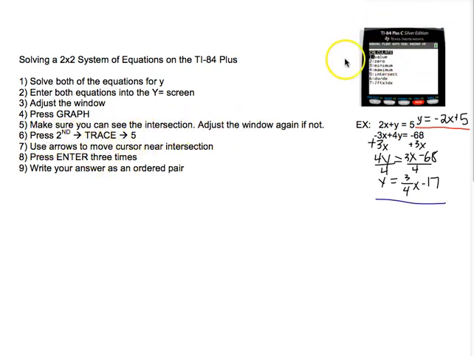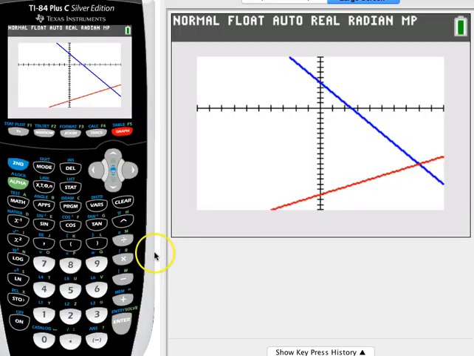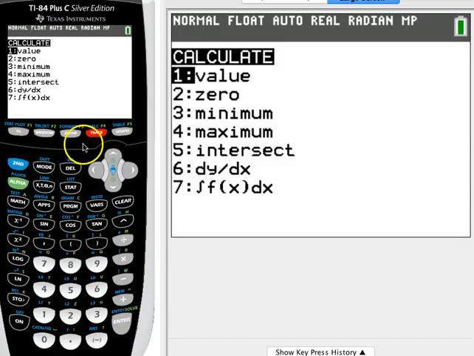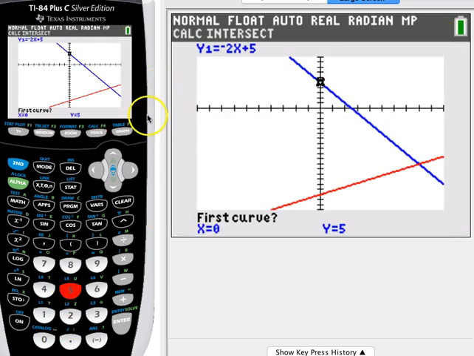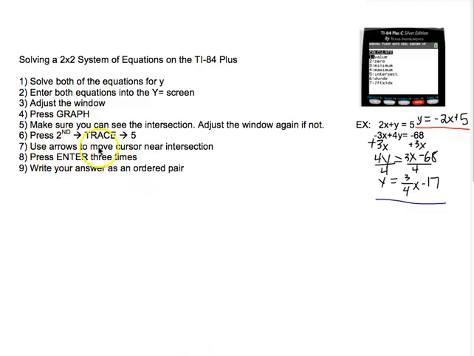Now is where we learn this nice new trick. We are going to press second and then trace. The second trace gives us this calculate menu. So we go to second trace and we're going to choose choice 5. So second trace, choice 5, which stands for intersect. Then my next step, after I do that, it says use my arrows to move the cursor near the intersection. Then I'm going to press enter 3 times.